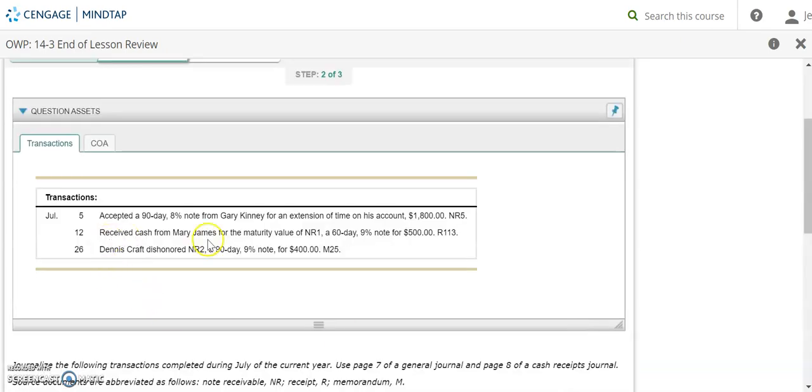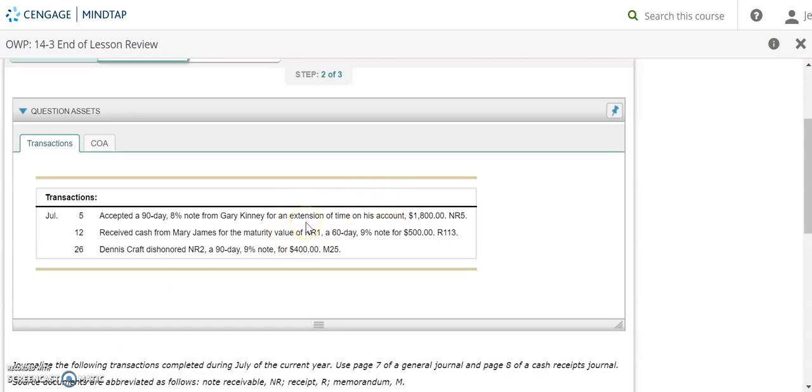So we have 3 transactions. The first one, we accepted a 90-day 8% note from Gary Kinney for an extension of time on his account, $1,800, note receivable 5. Now, here's the thing. If you have trouble with the difference between notes payable and notes receivable, just pay attention to that source document. So this is telling us it's a note receivable. Okay. So what we're doing here is we are going to be transferring that accounts receivable into a notes receivable.